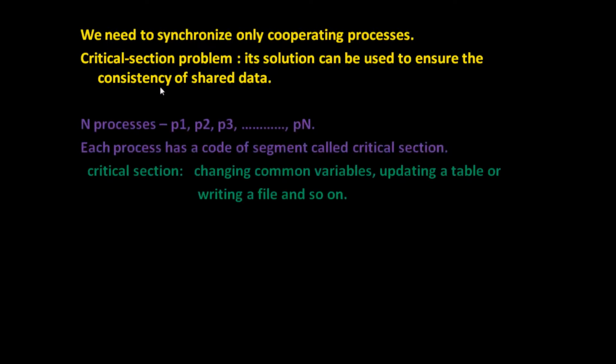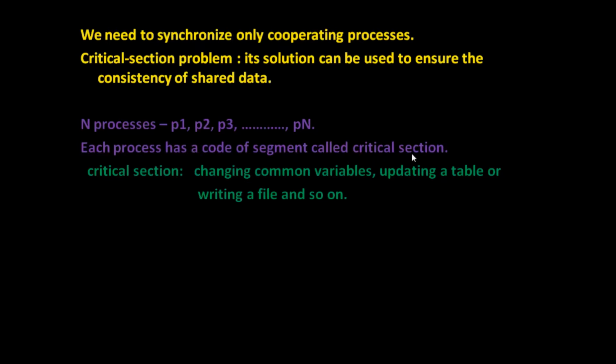Suppose there are n processes, P1, P2, P3 and so on up to Pn, and each process has a segment of code called the critical section. This segment of code accesses the shared data, right? So when a process is executing in its critical section, it accesses the shared data, and we want that only one process at a time can access the shared data.